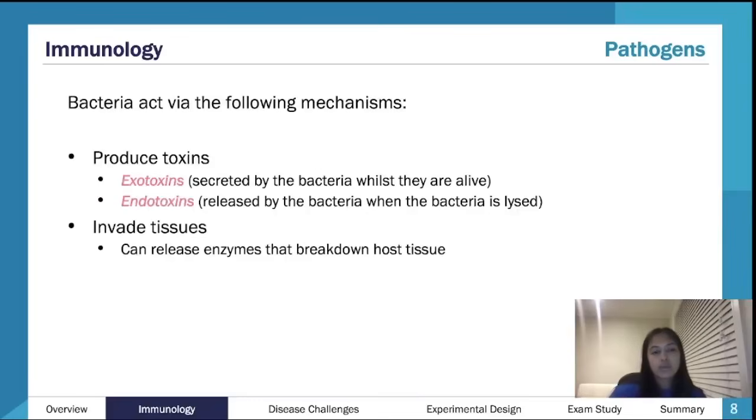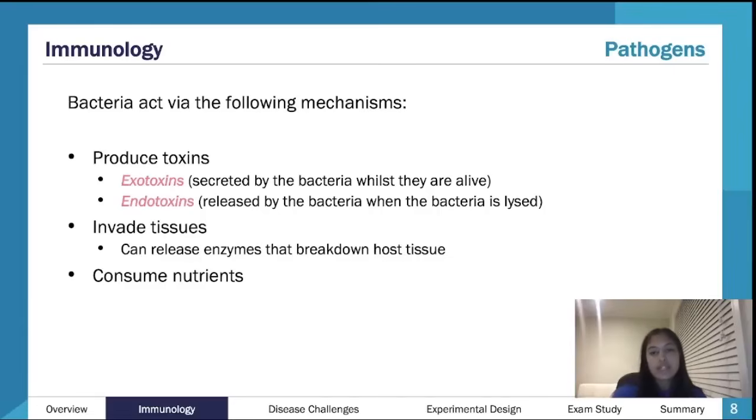Okay, so ways that they work: producing toxins, invading tissues, consuming nutrients. You've got your exotoxins and your endotoxins. It's not a vital distinction to be aware of, but exotoxins are secreted while the bacteria are alive, and the toxins can be harmful to the cells of the host organism. Endotoxins are basically when the bacteria bursts, when it dies, the toxins inside, as in endo, leak out, and they can cause a lot of damage as well.